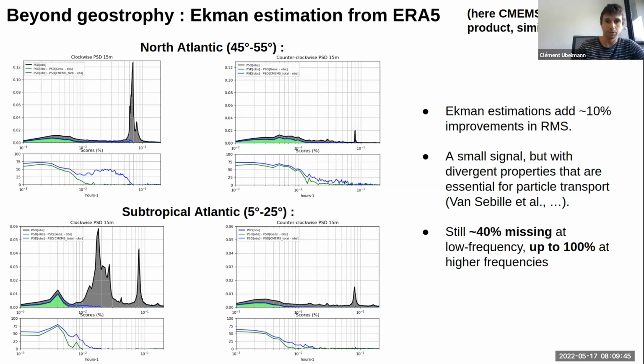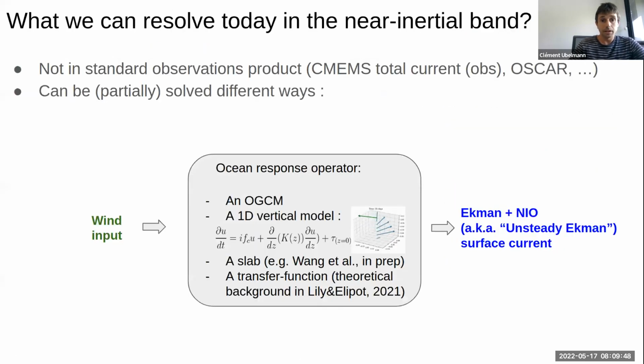But 40% missing. There are some ongoing efforts to also tackle the near inertial band, even with the observations we have today and the wind we have today. Although it's not yet in standard observation products, it's solved in different ways with Odysseus. They do resolve them. But that's also very well represented with a 1D vertical model like this one. Even a slab does a very good job simulating, representing the NIOs quite well in phase.